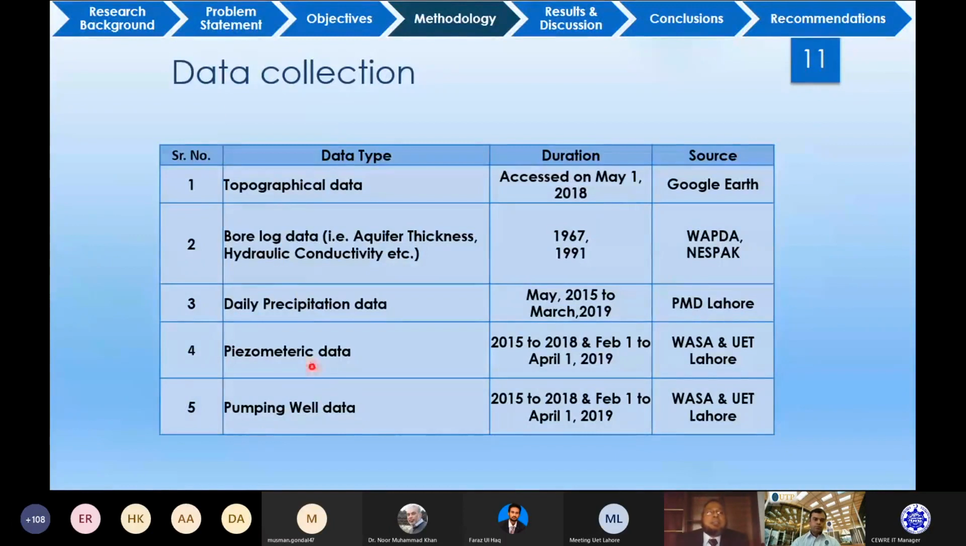This data was collected like topographical data from Google Earth, bore log data for thickness and hydraulic conductivity, which we collected from WAPDA and SPAC, daily precipitation data from PMD Lahore, the piezometric data from WASA and UET Lahore, and the pumping well data from WASA and UET Lahore.